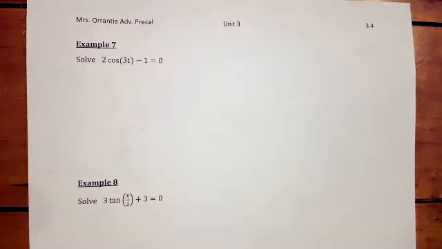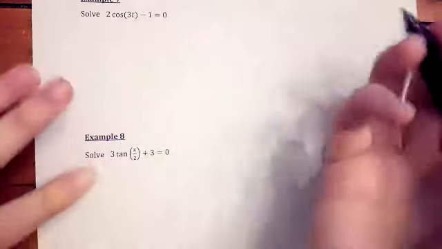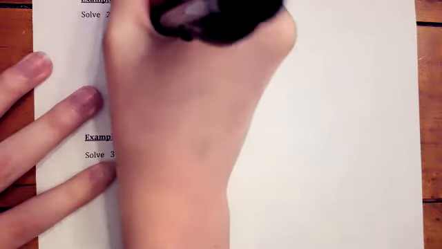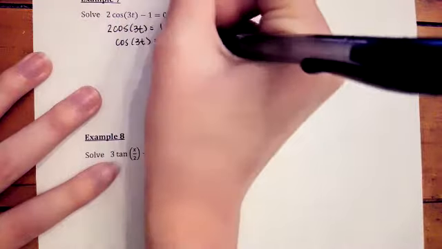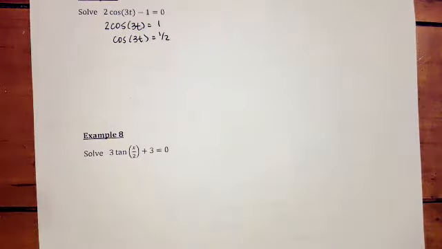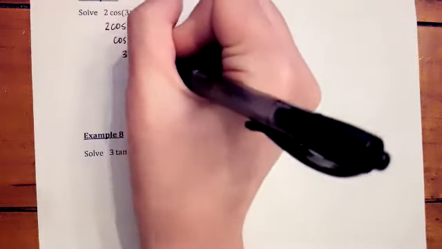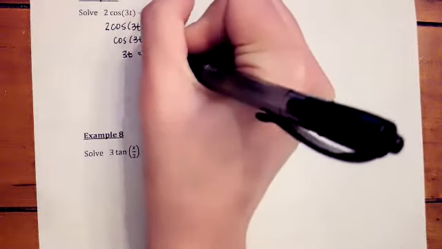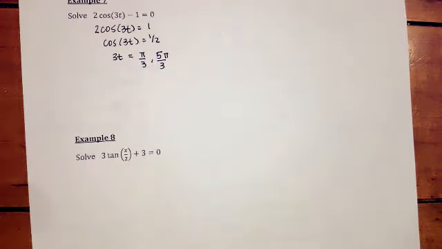So if I'm looking at example 7, we have 2 cosine 3t minus 1. I'm going to start by moving the 1 to the other side, dividing by 2. Okay, so I have that cosine of 3t is equal to 1/2. I know that cosine of 3t is equal to 1/2 when 3t is equal to pi over 3 or 5 pi over 3. So again, I'm going to my unit circle and I'm looking for where is cosine 1/2.